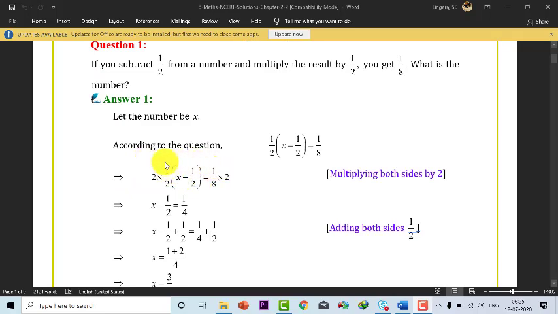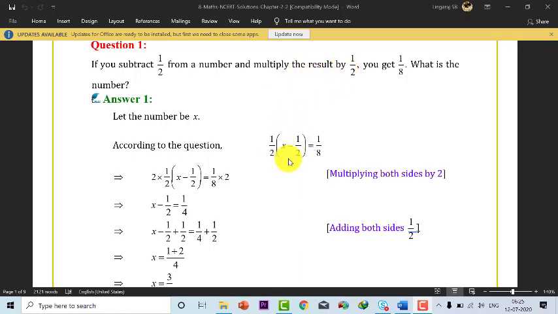So according to the question we can write the equation: 1 by 2 of (x minus 1 by 2) is equal to 1 by 8. The statement is given here, subtract 1 by 2 from a number, so x minus 1 by 2. Subtracting from a number means minus 1 by 2 is the subtrahend, which is subtracted from the number x.